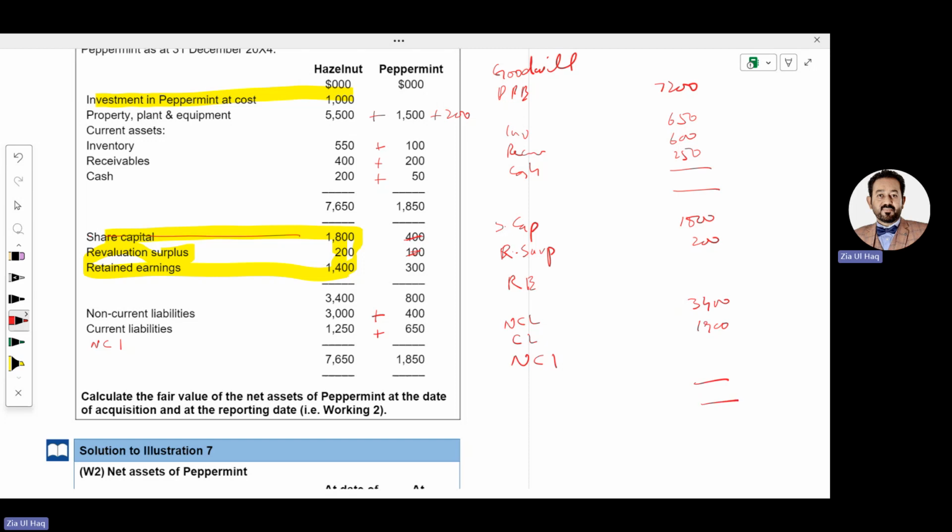So we need to calculate three figures: goodwill, retained earnings, and non-controlling interest. So let's calculate. But to calculate goodwill, we need net assets. For net assets, we have these three figures.